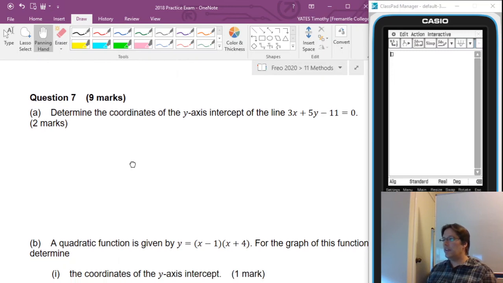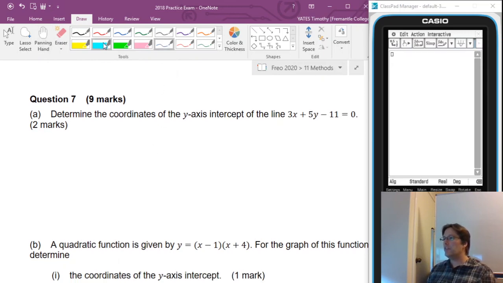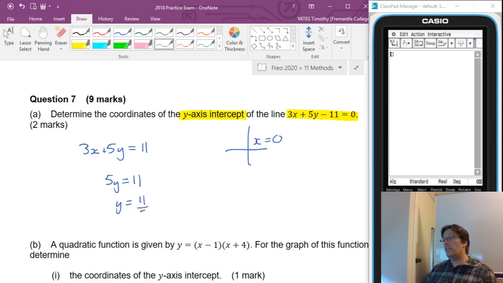Question 7, nearly done. The coordinates of the y-axis intercept of the line this. So we're looking for the y-axis intercept of this line. Now, we would rearrange this to 3x plus 5y equals 11. And one of the things about the y-axis intercept, the y-axis intercept occurs when x equals 0. So let's just throw x equals 0 in there. That is 5y equals 11. So y equals 11 over 5. Our coordinates will be 0 and 11 over 5.